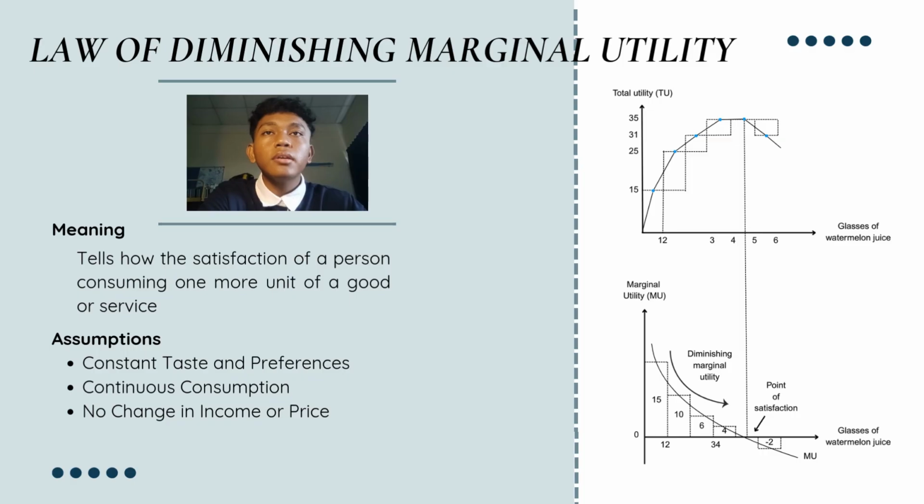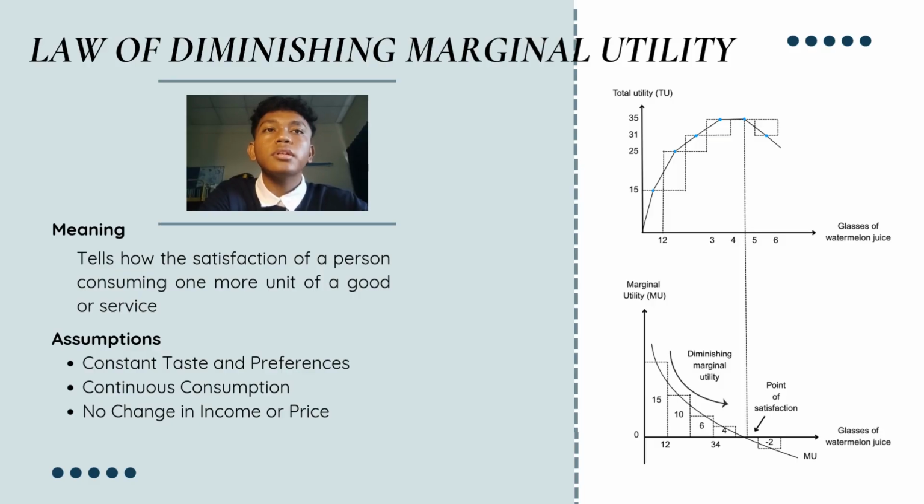For example, the first one is constant tastes and preferences. The consumer's preferences remain unchanged during the consumption process. The second one is continuous consumption. The units are consumed one after another without significant time gaps. The third one is no change in income or prices. The consumer's income and the price of the commodity remain constant during consumption.